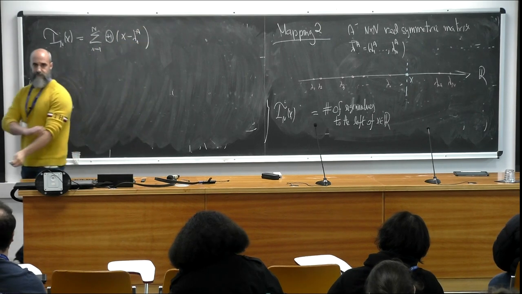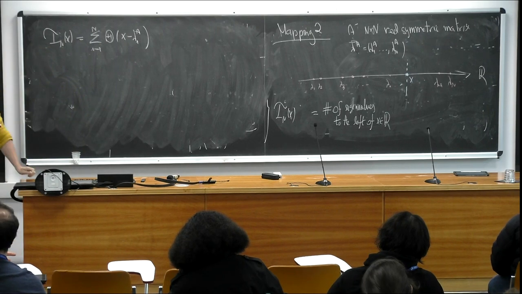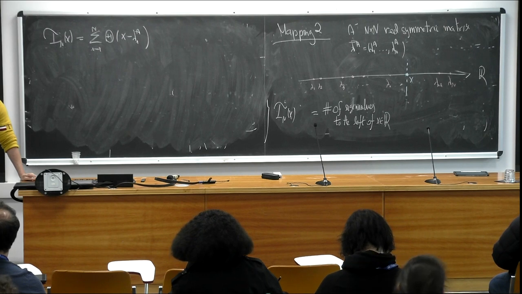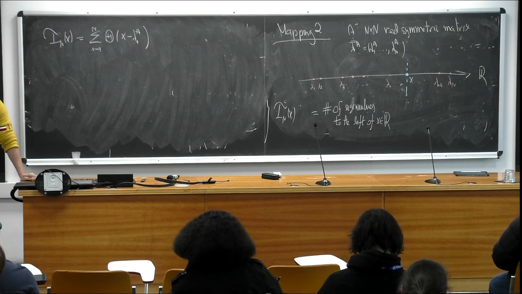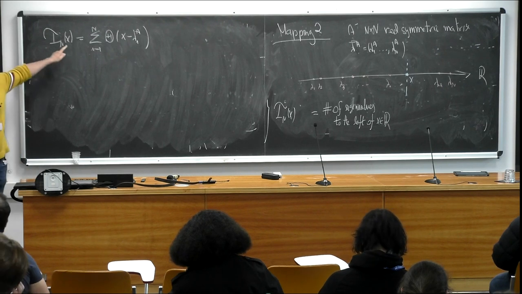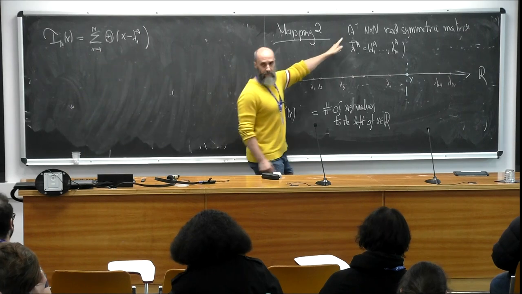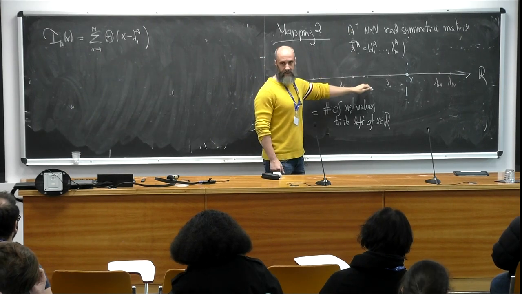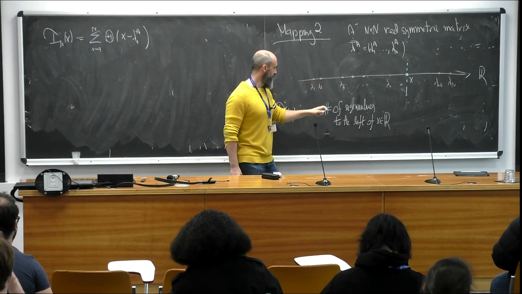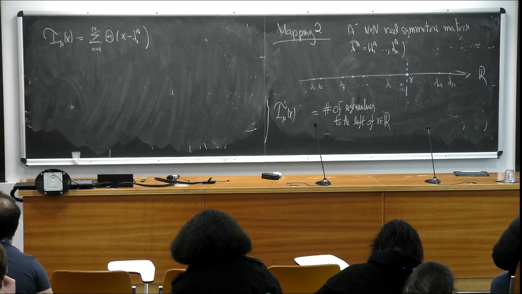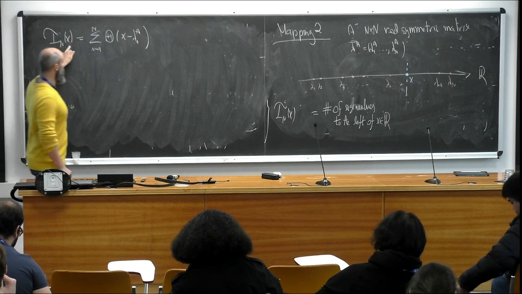Yeah? Sorry? It's the cumulative distribution, but now it's not really a distribution, it's a random variable because I'm not doing the expectation value over this. So it's not a distribution, right? Suppose that A is a random matrix. For a given random matrix, the distribution of the eigenvalues on the real line would be random, and therefore this object would be random. Yeah? Very good. Now I want to calculate the moment generating function of this random variable.